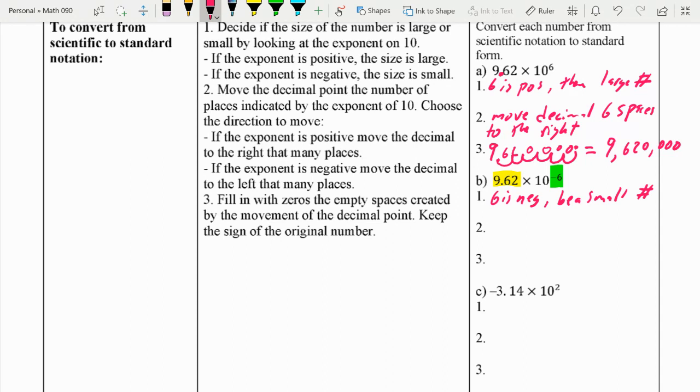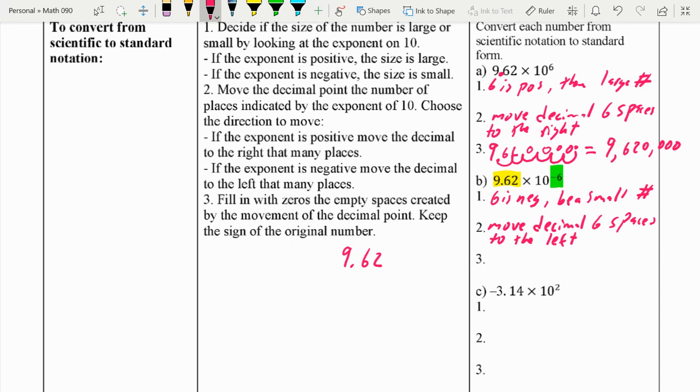We have to figure out, since it's negative, we're going to move the decimal 6 spaces to the left. When it's negative, we move to the left. When it's positive, we move to the right. Now this is where it's going to be kind of a pain in the butt, because of course we don't have any room to write. I'm going to write over here then, so I'm going to move over a little bit.